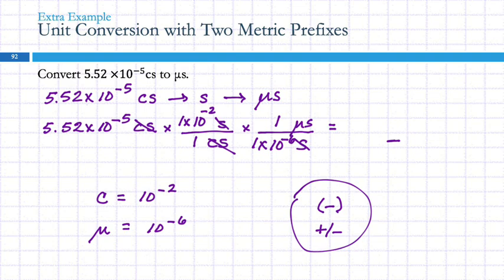Times what's on the top, 1 EE, negative 2. Divide by the bottom, which is 1. Multiply by the top, which is 1. Divide by 1 EE, negative 6. Zero 0.552, and the only unit not crossed out is microseconds. Is your calculator working?